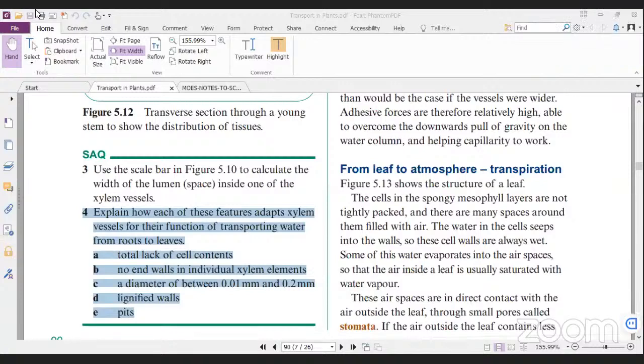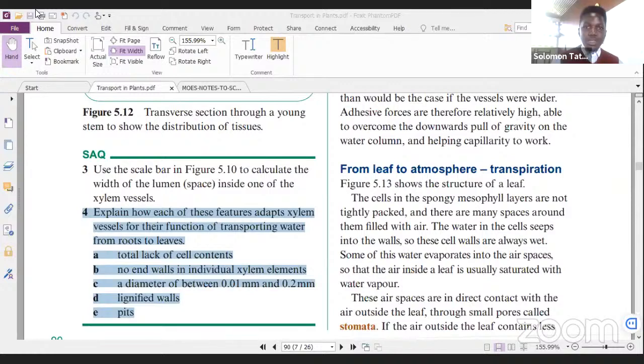I think it creates space for more packing of water during the transportation. Okay, very good. More water is transported since there is no cell contents. Which other reason is there for this particular factor? It enables a continuous movement of water up the leaves. Yes, enables the continuous movement of water up the leaves without resistance. That's what was missing, without resistance.